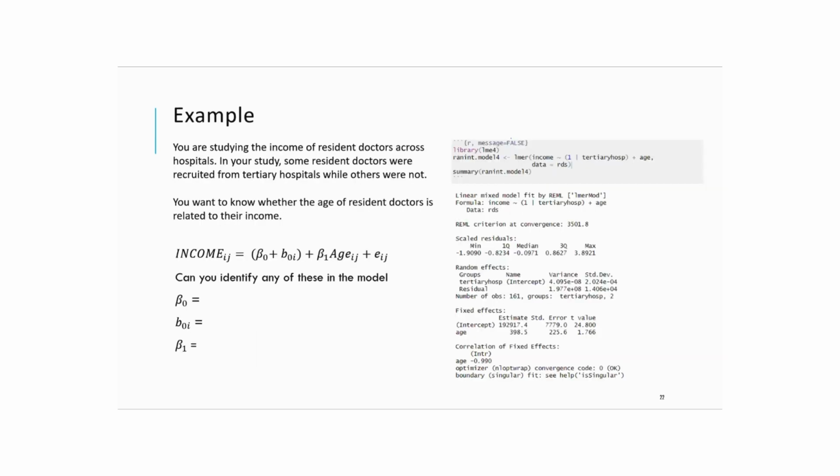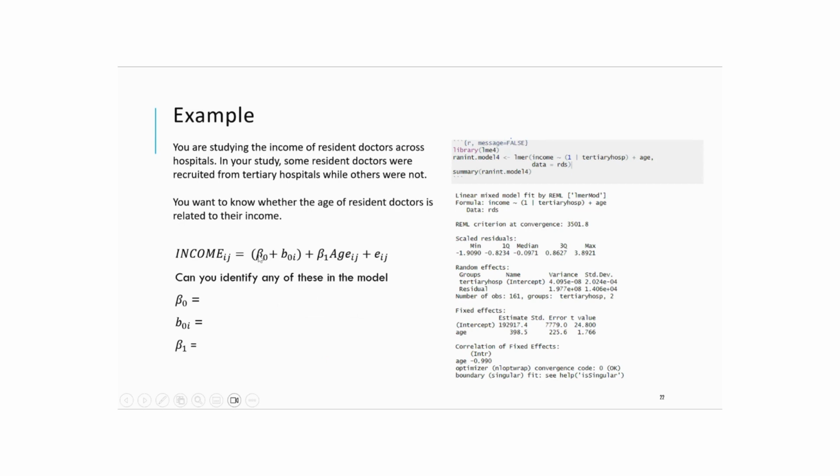Okay, so let's jump right to an example. So you are again studying the income of resident doctors across hospitals. So you're a busybody. You want to know what doctors make. And some of them work in a tertiary hospital, whereas some of them work in a community hospital. But you also want to know, do older resident doctors make more money than younger resident doctors? You want to know how age relates to this.